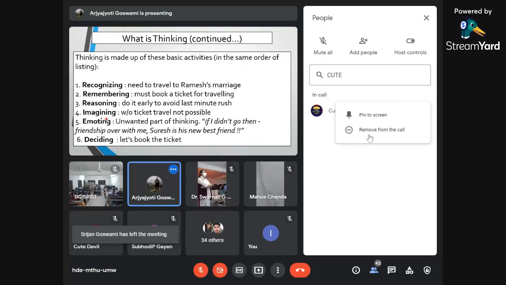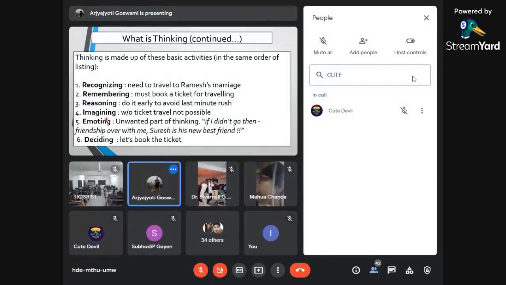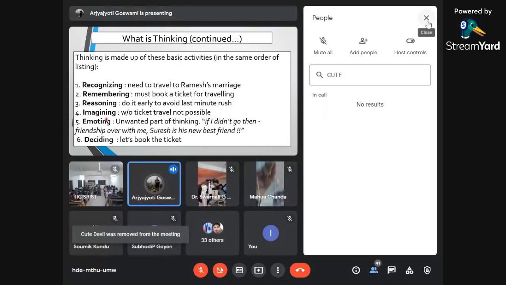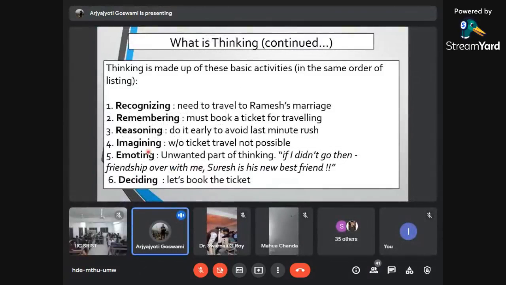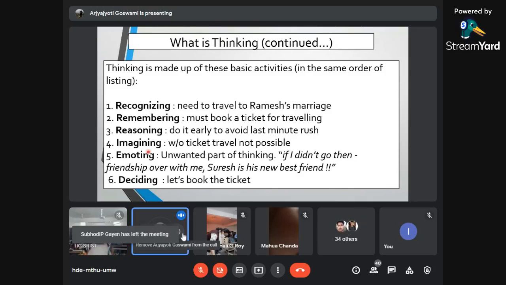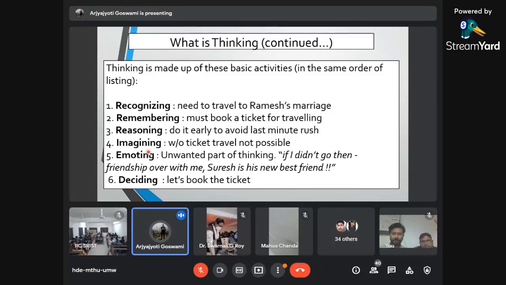So while preparing for exam, suppose you are reading the syllabus, so you recognize that yes, I need to study for my exam. Then you remember that for studying I should get the notes, the books, a copy, a calculator, pen, pencil, whatever, right? Then you reason that my exam is on next Wednesday, so this much is the syllabus, so I should start preparation from tonight. And then you imagine that if I don't prepare, maybe I will fail. But as I said, this is not helpful. We don't want our imagination to run wild, right?